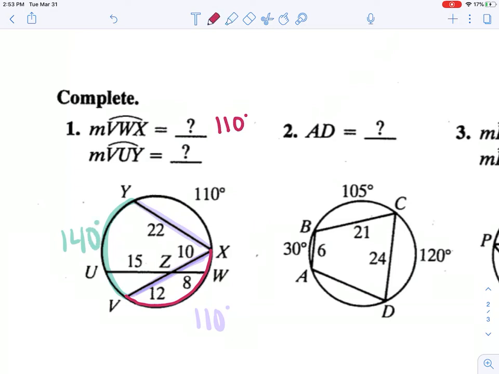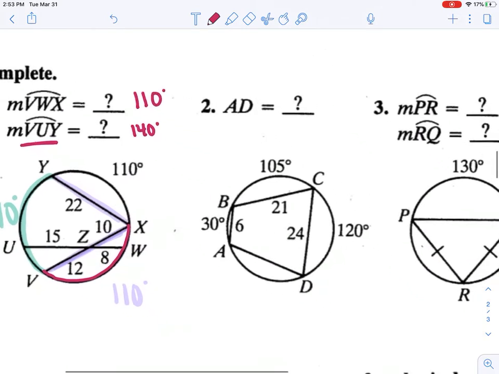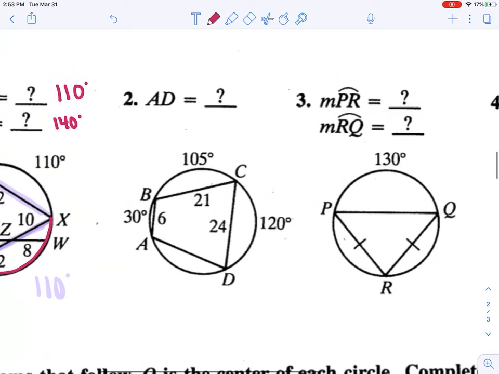So the measure of VUY is 140. It's okay, they named that minor arc with 3 letters. It's okay to name it that way, especially if you don't know how big it is. Let's see. AD.